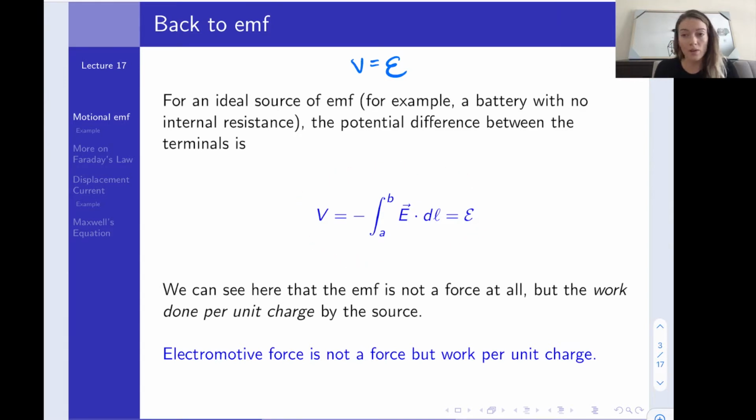So we can just equate all three of these quantities. It's important to note that this is true for an ideal battery. That means a battery that has no internal resistance, so it has to be an ideal source. We have no internal resistance for this to be true.